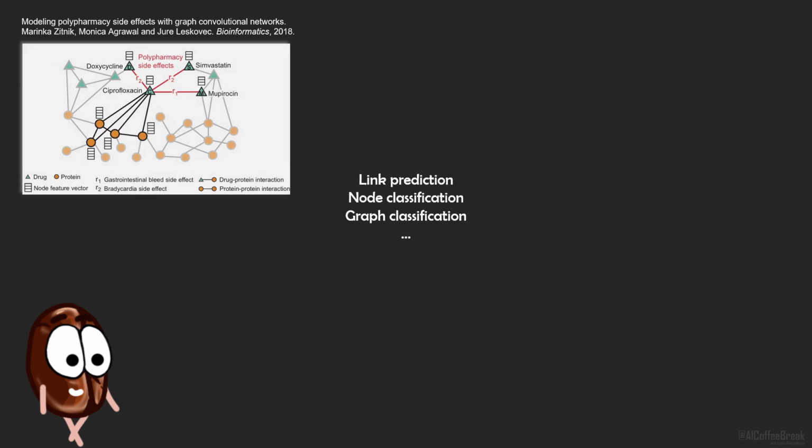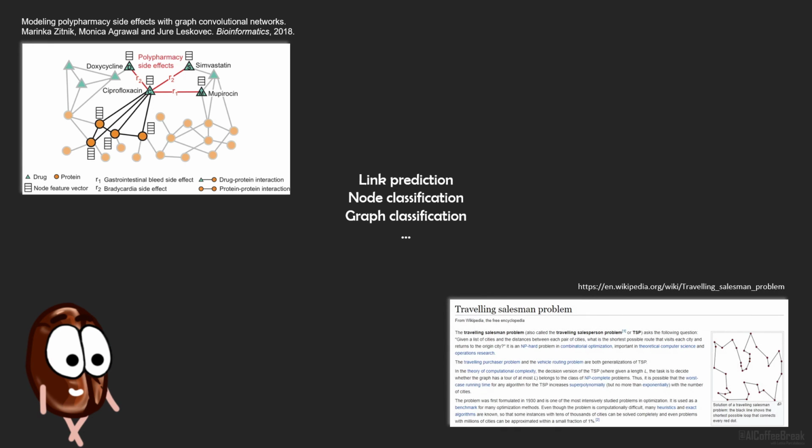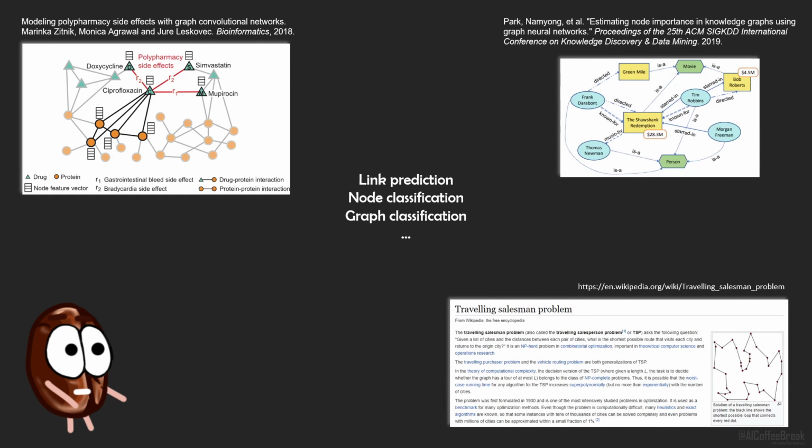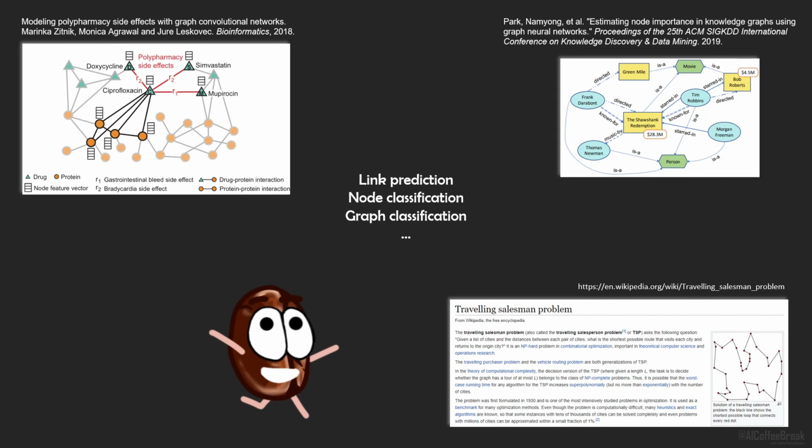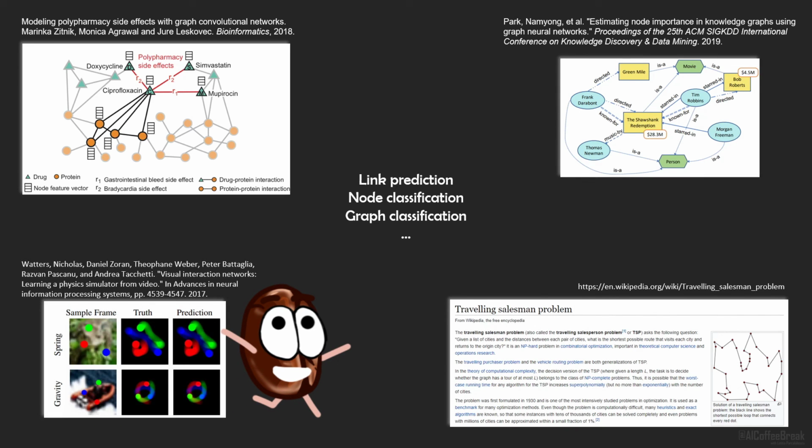GNNs have been successfully applied in the medical domain, for example, to predict side effects due to drug interactions, or in numerous graph optimization problems like the traveling salesman problem, or for various applications in knowledge graph prediction. They can be even used for predicting object trajectories from video. These applications are just a few from a very big list. Where there is a graph, so everywhere, there can be a graph neural network solving the problem.